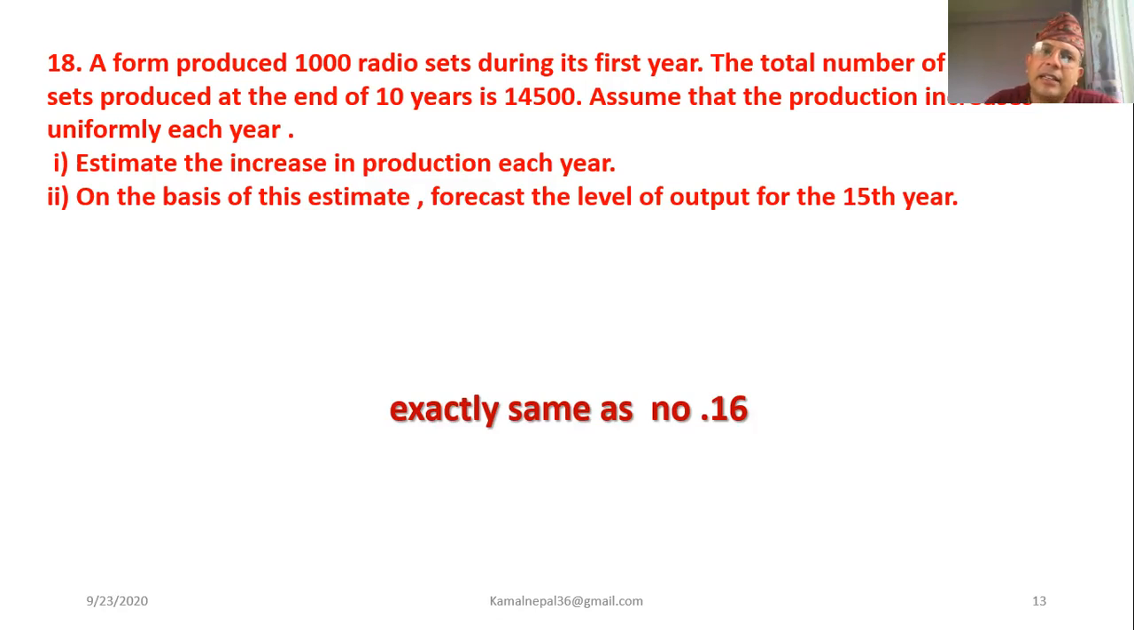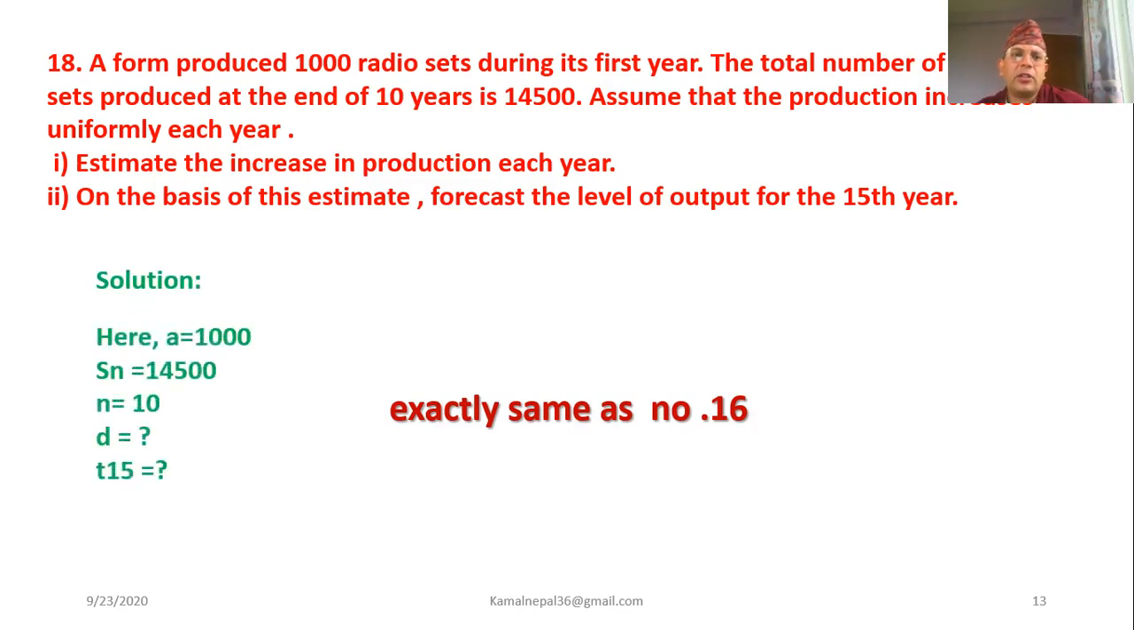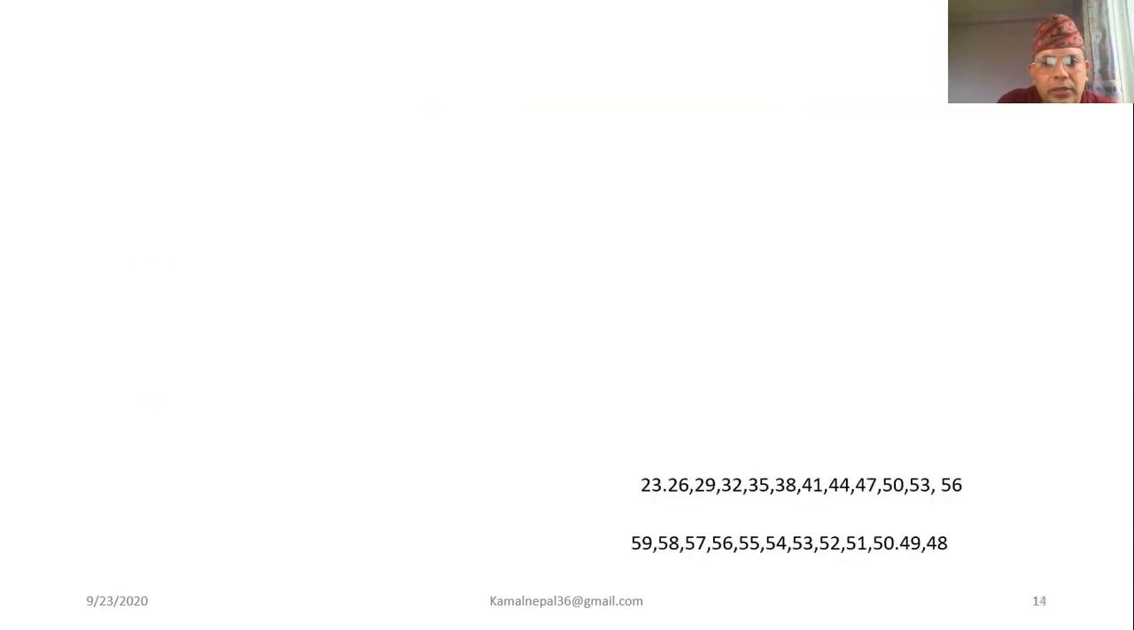So it is exactly the same as question number 16. All this information is also the same. So you can do this one. The solution is A is equal to 1,000, Sn is equal to 14,500, n is equal to 10, D is equal to how much? T15 is equal to how much? So you can do it exactly the same as question number 16.